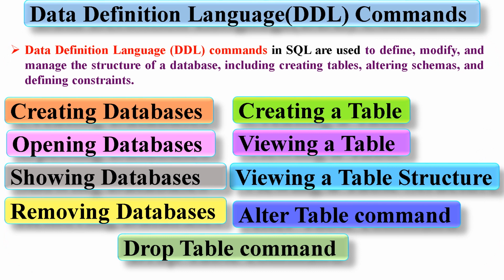Let's discuss the DDL, Data Definition Language commands. Data Definition Language, DDL, commands in SQL are used to define, modify, and manage the structure of a database, including creating tables, altering schemas. Schema means a database schema organizes and manages tables, views, and procedures for efficient data structure. And defining constraints. A constraint in a database is a rule that enforces data integrity by defining limits or conditions for the values that can be stored in a table.